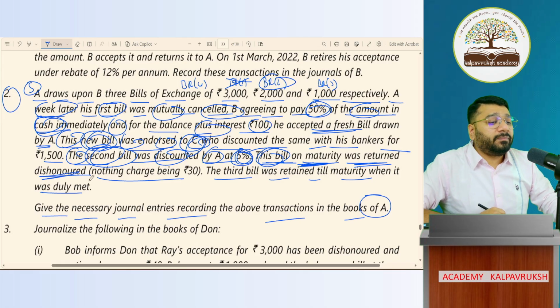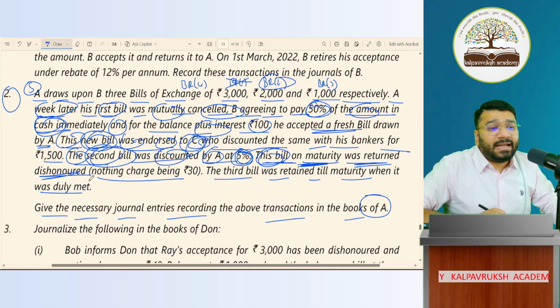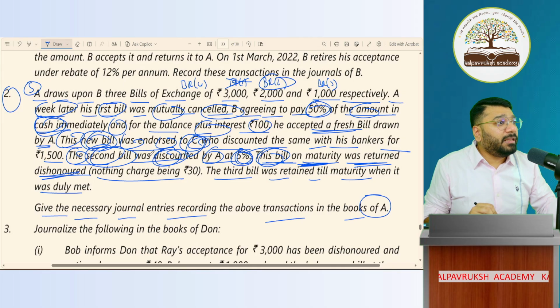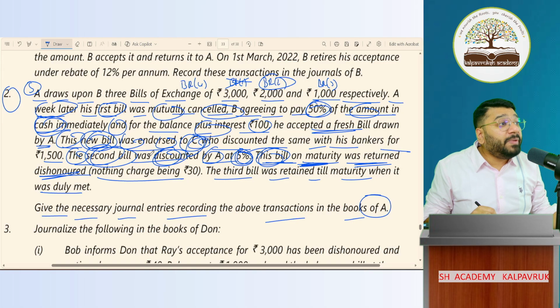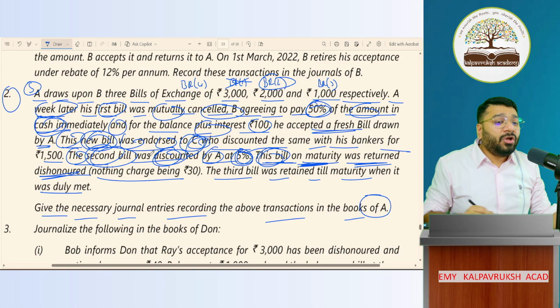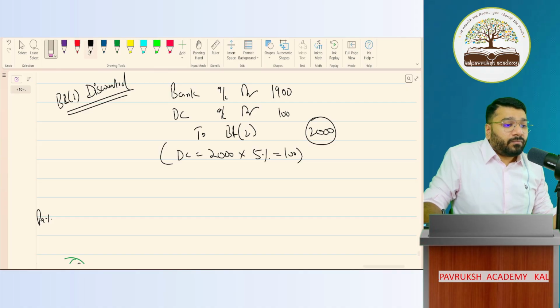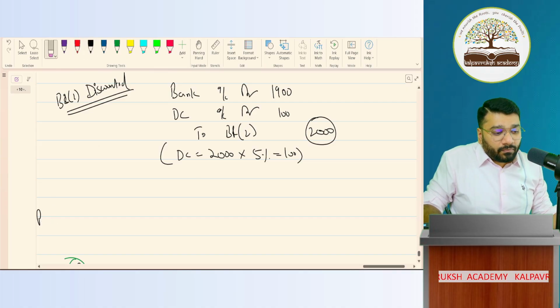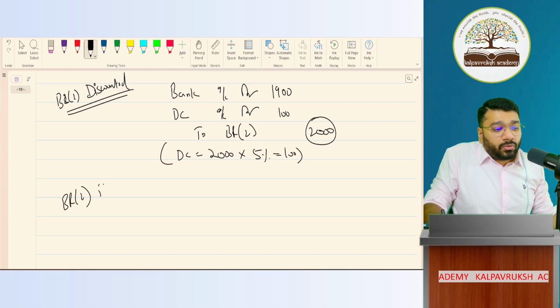Oh my God. Who is the holder of the second bill? If you discount it, to whom has the bill gone? The bank. Who presented the bill? The banker presented the bill. So it was dishonored there. So what is the dishonorment entry? BR2 dishonorment entry.